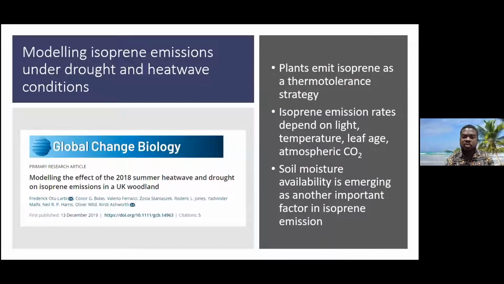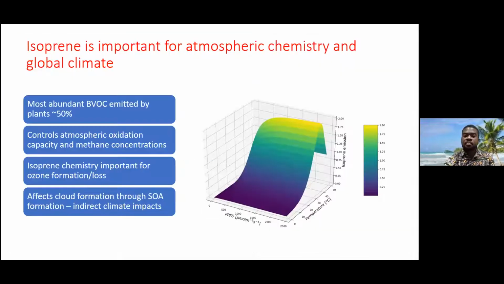So to start with isoprene, plants emit various BVOCs, and one of them is isoprene, and it is emitted as a way to deal with heat stress and oxidative stress. Emission rates depend on several factors, including solar radiation, temperature, the age of leaves, atmospheric carbon dioxide concentrations, pollution, and so on. But soil moisture is emerging as a very important factor in isoprene emissions. And isoprene is the focus primarily because it is the most abundant BVOC emitted by plants.